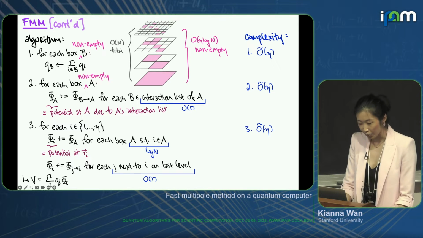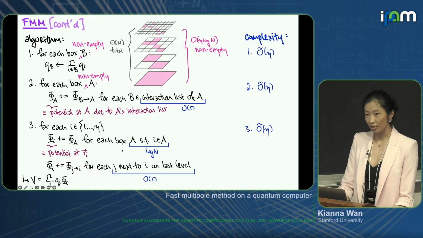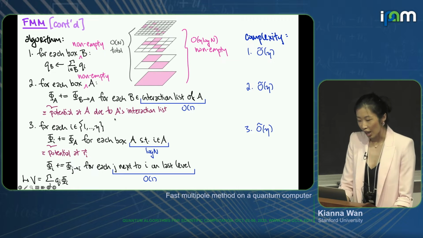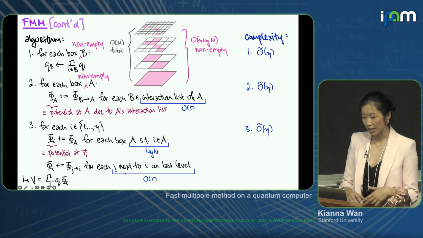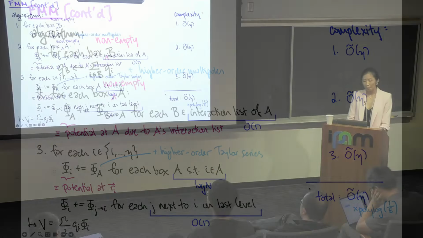And in step 3, well, for the first part, each electron is in log n boxes because it's in one box at each level, and there's log n levels. And for the second part, each electron has a constant number of nearest neighbors. So the total cost for step 3 for each electron is logarithmic. And then taking over all electrons, we again have linear complexity in eta up to log factors. So the total complexity is linear up to log factors.